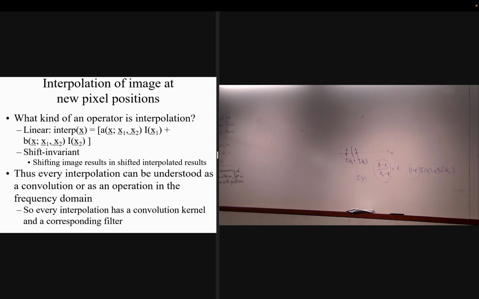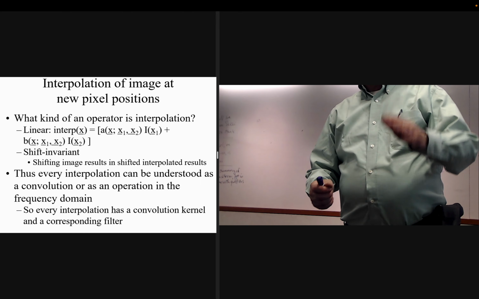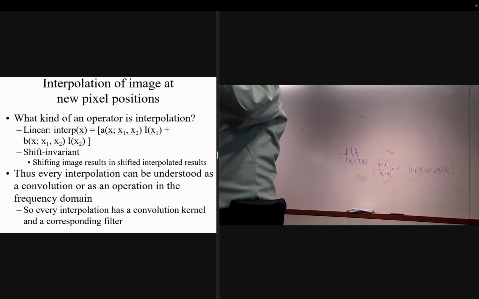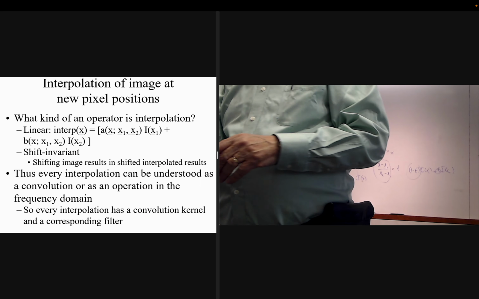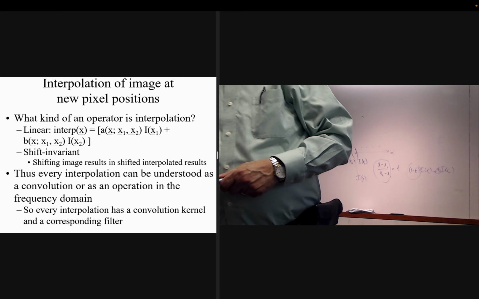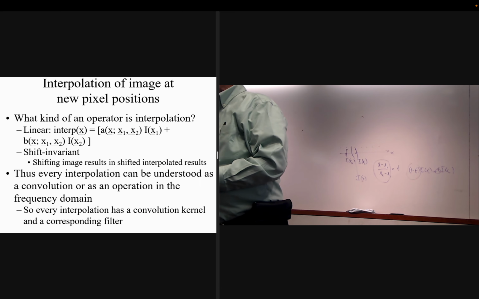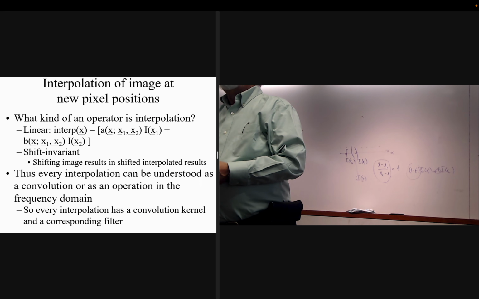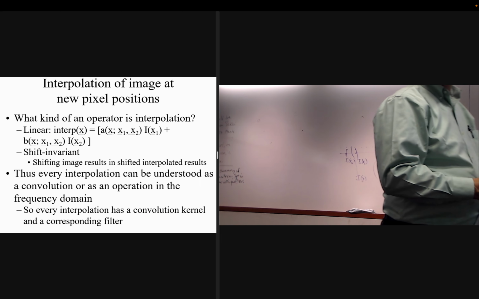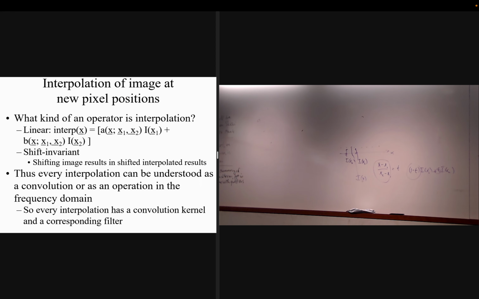The next question is: is it shift invariant? Well, if you take an image and shift all those pixels, and then interpolate in the shifted image, and then shift it back, is that the same as just doing interpolation in the unshifted image? Yep, it's shift invariant. If it's linear and shift invariant, then what can we conclude? What do we know about every linear shift invariant operator? This was in the third major point in the course.